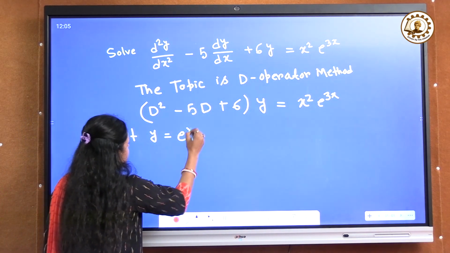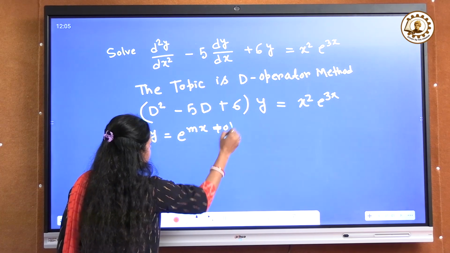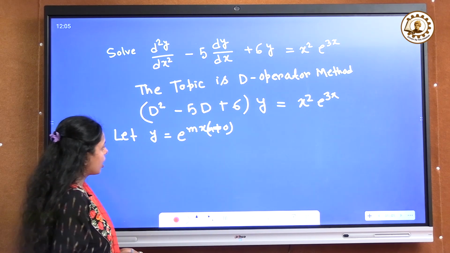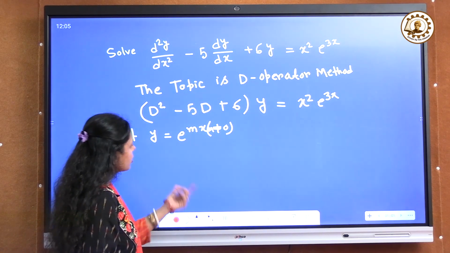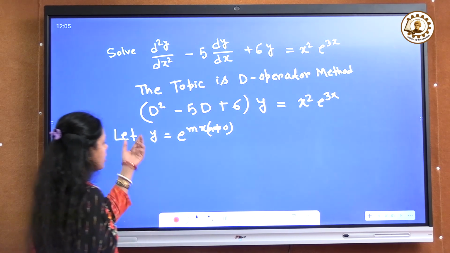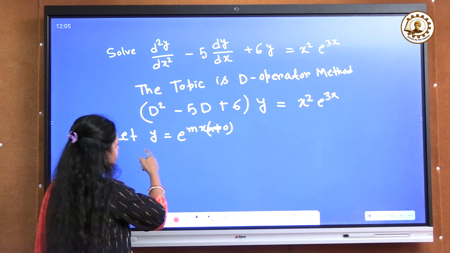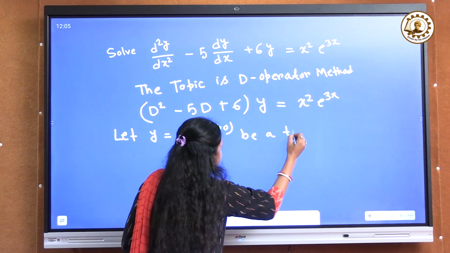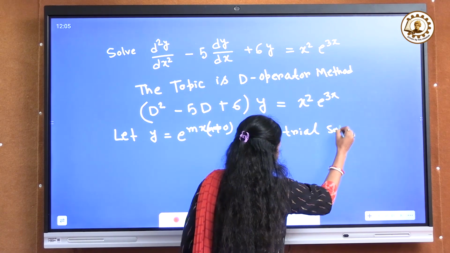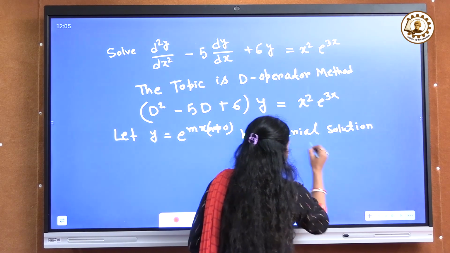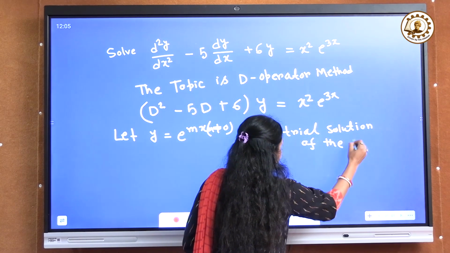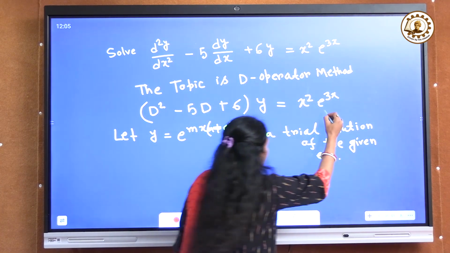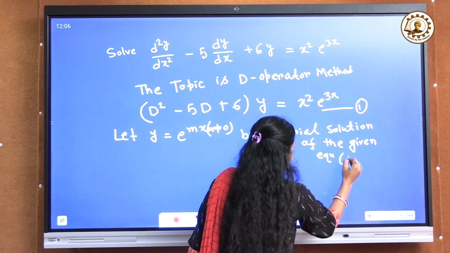At first let us take y equal to e to the power mx, m not equal to 0, because if m is equal to 0, the equation becomes y equal to e to the power 0, that means y equal to 1, which does not exist. So let y equal to e to the power mx, where m not equal to 0, as the trial solution of the given equation.